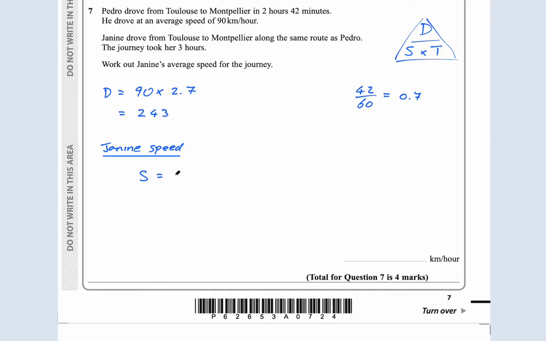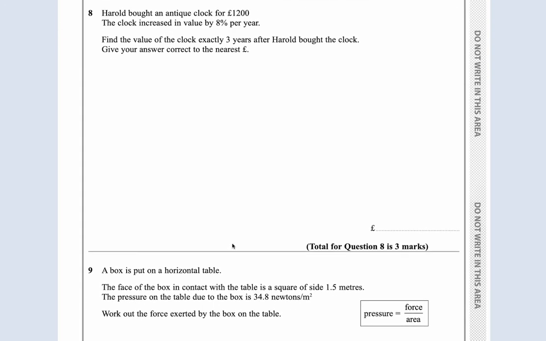And this is 243. Divided by, so speed is distance over time. The time is 3. So it's 243 divided by 3. I can actually do that in my head, guys. It is 81. Use your calculator if you're stuck. 81 kilometers per hour. Okay, question 8.